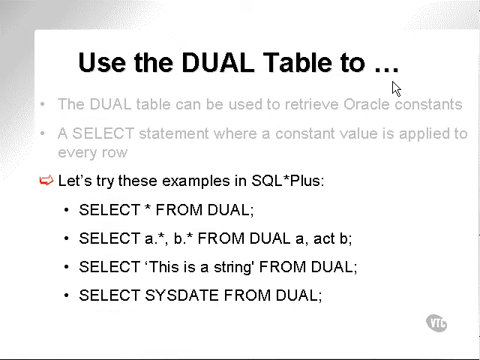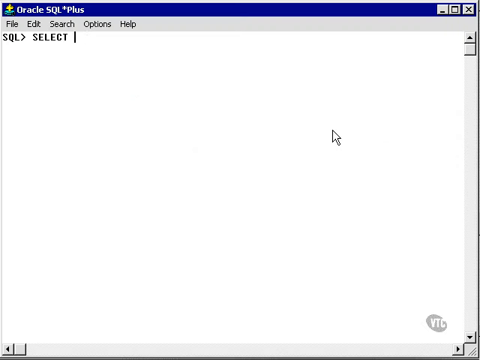What I'd like to do is to try out these examples. So let's run the first query. Select star from dual. We come up with an X. That's the default value for the dual table when you simply select everything from the dual table.